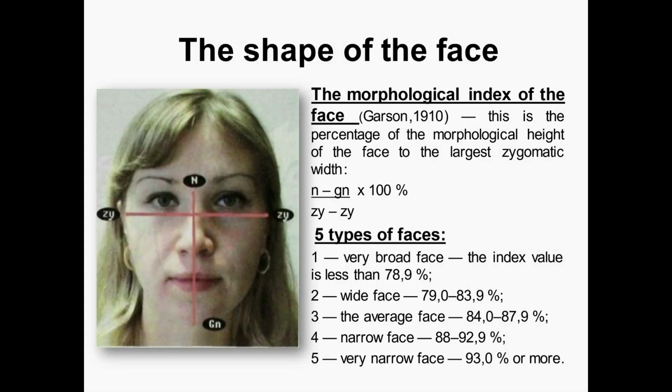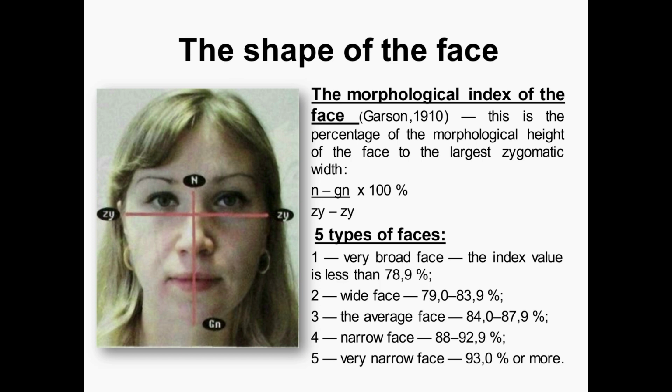The shape and size of the face are determined by the ratio of vertical and horizontal parameters. Garson proposed to calculate the morphological index of the face. This is the percentage of the morphological height of the face to the largest zygomatic width. They single out 5 types of faces.